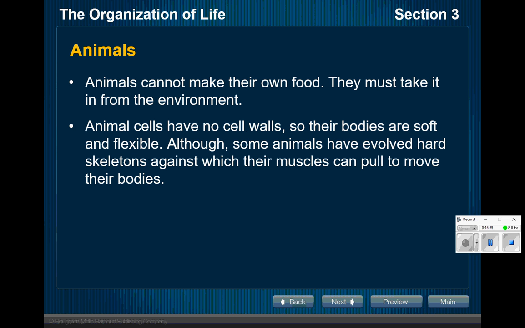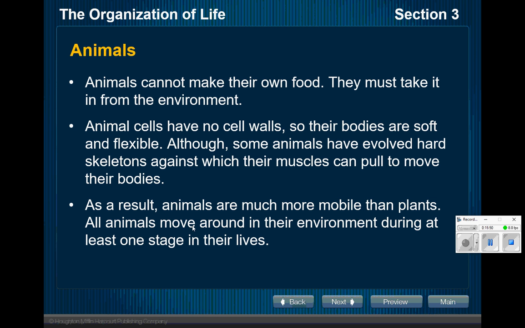And so their bodies are soft and flexible. That's one advantage, but the disadvantage is that we have to come up with skeletons to help support us and to give our muscles something to pull against so that we can move our bodies. As a result, animals are much more mobile than plants.